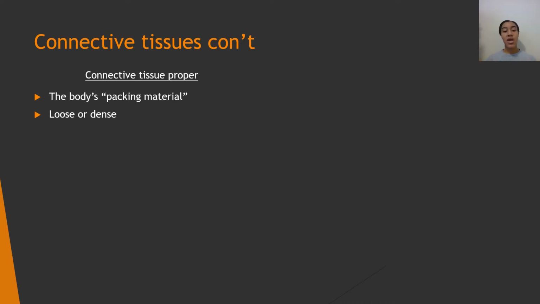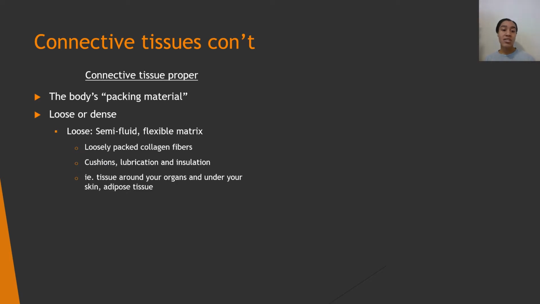So the first major category is connective tissue proper. And connective tissue proper is referred to as the packing material of the body. It's the tissues that we normally would think of as connective tissue. And so we'll talk about some examples in a minute and it'll make a little bit more sense. So underneath connective tissue proper, we have loose and dense forms. Loose connective tissue proper is called that because its matrix is semi-fluid, semi-solid, and it's very flexible.